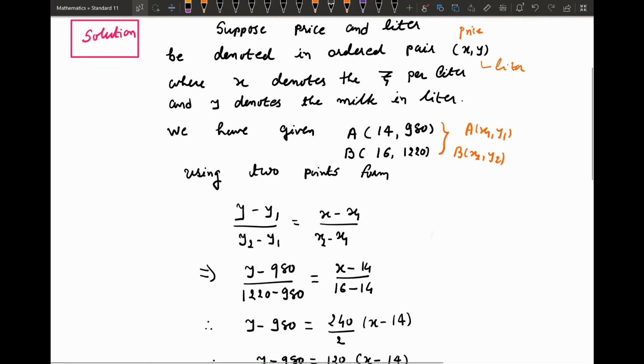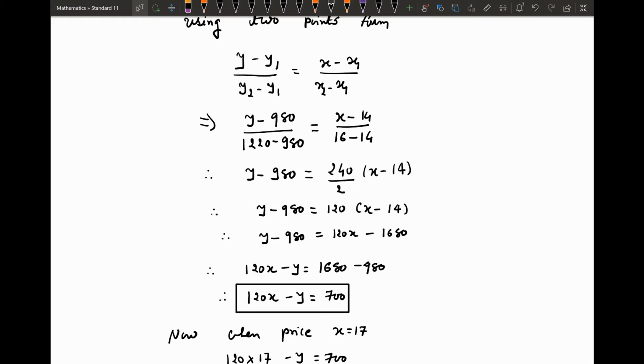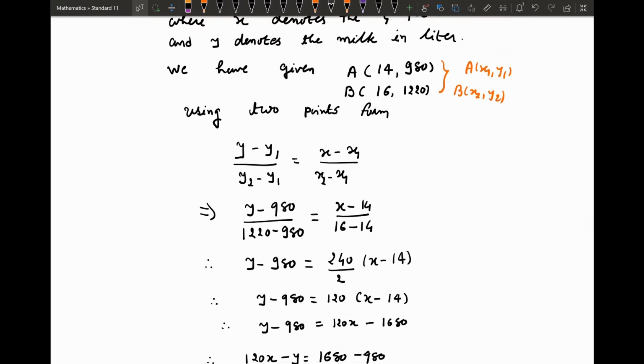Now using the two points form: (y minus y1) upon (y2 minus y1) equal to (x minus x1) upon (x2 minus x1). Coordinates of A we have taken as (x1, y1), coordinates of B as (x2, y2). Substitute values here. So y minus y1, that is 980, upon y2 minus y1, so 1220 minus 980, equal to x minus x1, that is 14, upon x2 minus x1, so 16 minus 14.